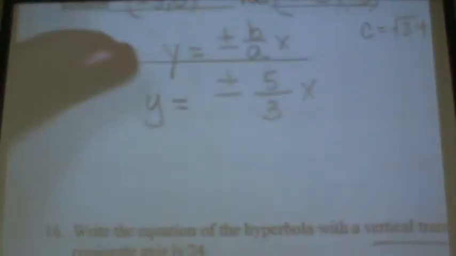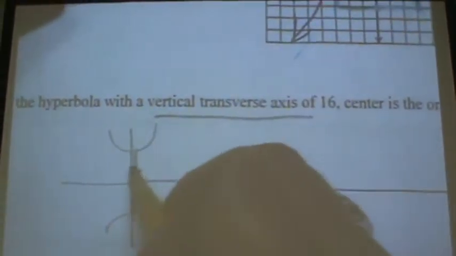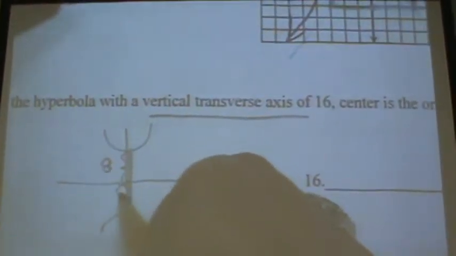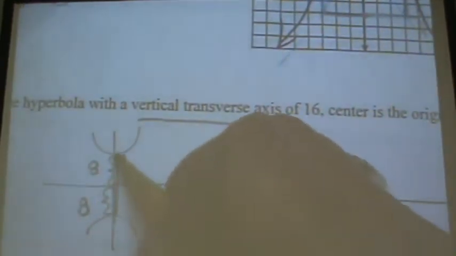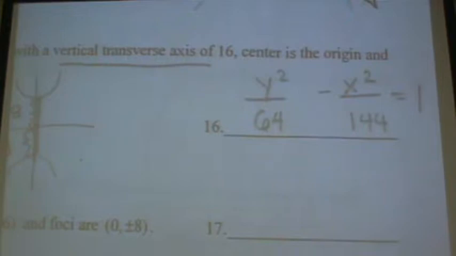So for this one, it says you have a vertical transverse axis of 16. So I know that this is going to be like this, vertical transverse axis. So this is going to be 8 right here, and this is going to be 8. And I know that because it's a vertical transverse axis, it's going to start with y squared. So if A is 8, you're going to put a 64 here. And it says the conjugate axis is 24, divide that by 2. So B is 12, so we're going to put 144 here. Questions?